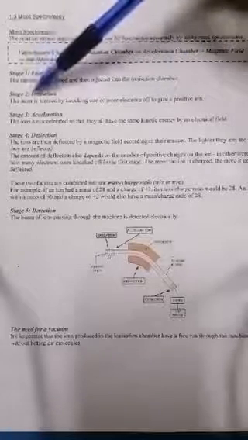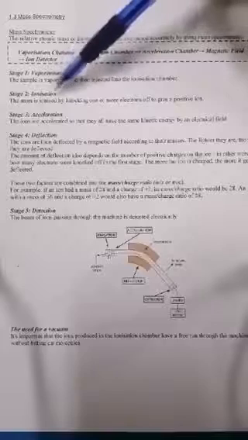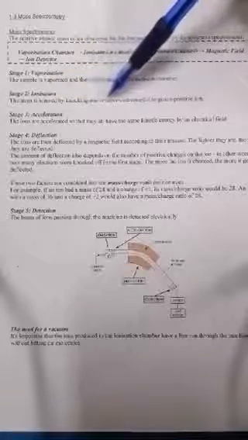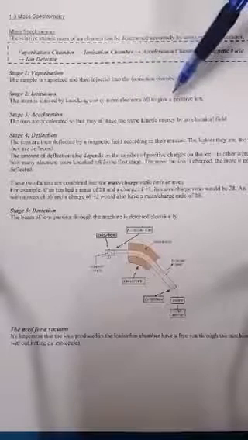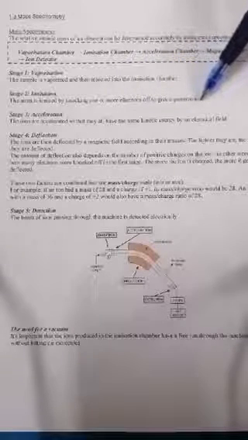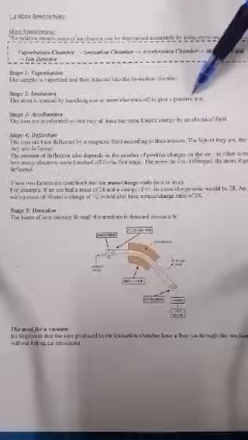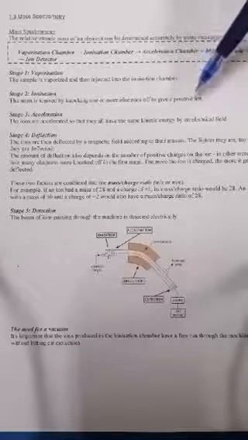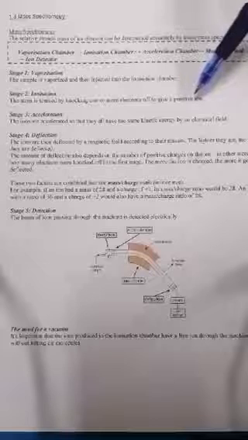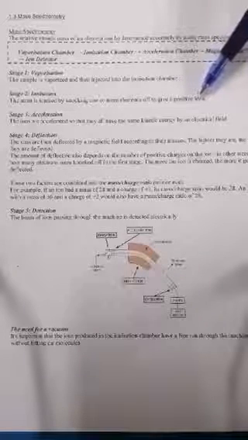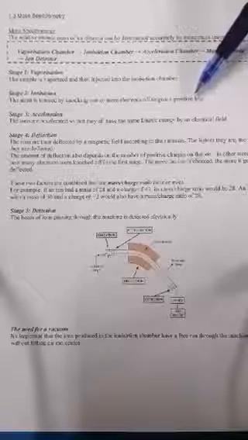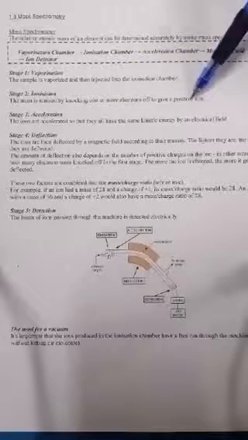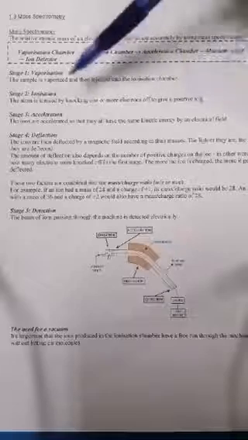At stage 2, ionization. The atom is ionized by knocking one or more electrons off to give a positive ion. So it will only form a positively charged ion. It can be positive 1 or it can be more than positive 1 as well. Most probably it will only knock off one electron, so mostly we form only positive 1 ions.